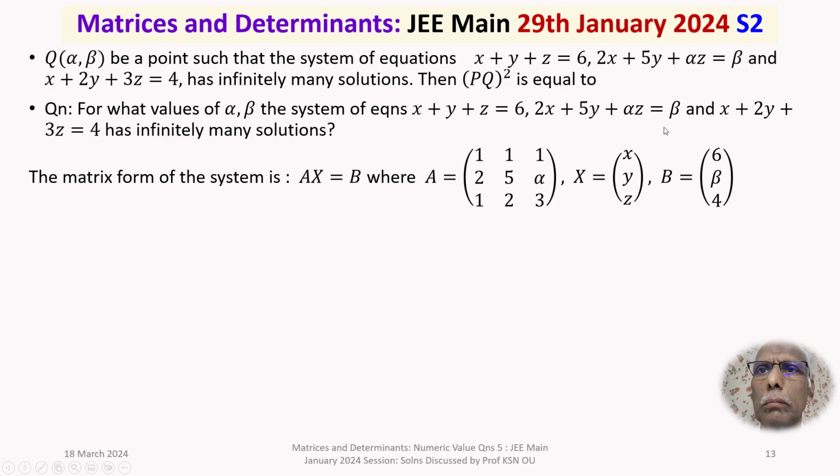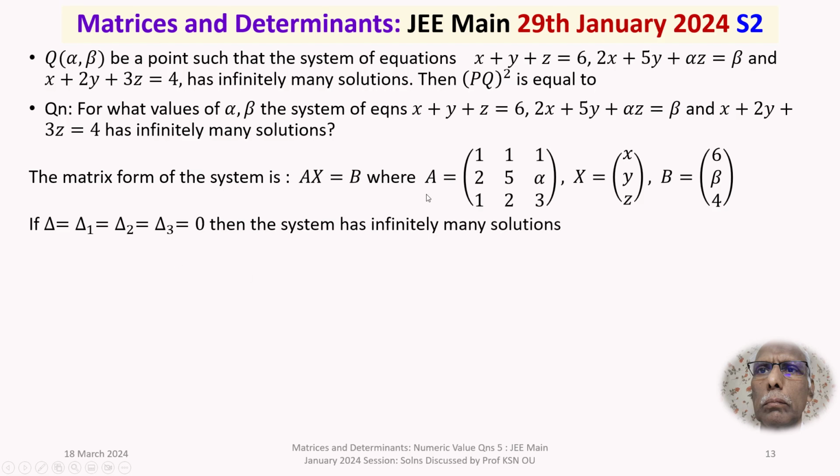And we recall a result: if delta is equal to, what is delta? Delta is the determinant of A. If delta is equal to delta 1 is equal to delta 2 is equal to delta 3 is equal to 0, then this given system has infinitely many solutions. And what is delta 1? Delta 1 is the same as delta with the first column replaced by B, that is 6, beta, 4. Similarly for delta 2 and delta 3.